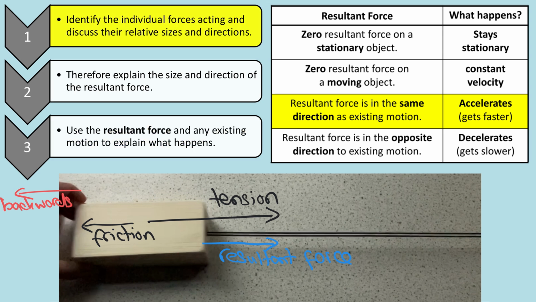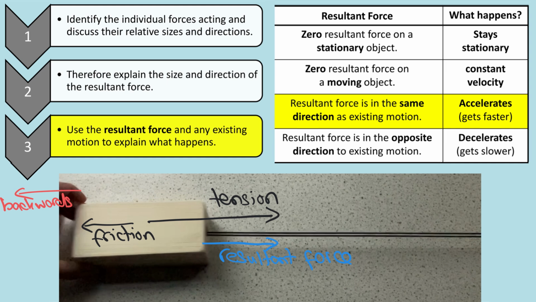To put all of that together, when I first release the wooden block, there is a large tension force forwards, a smaller friction force back, so the resultant force is forwards, and the resultant force forwards causes the block to accelerate forwards. I could now repeat all of that a little time later when the block is now moving forwards.